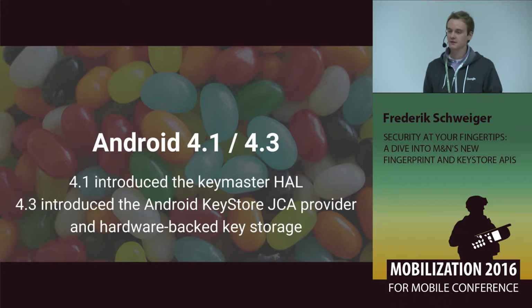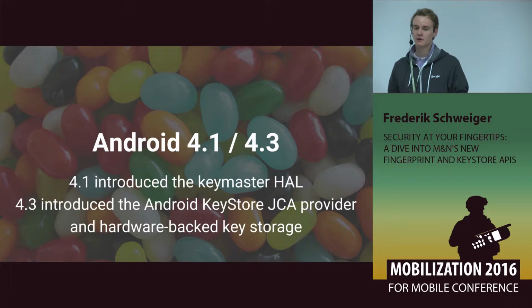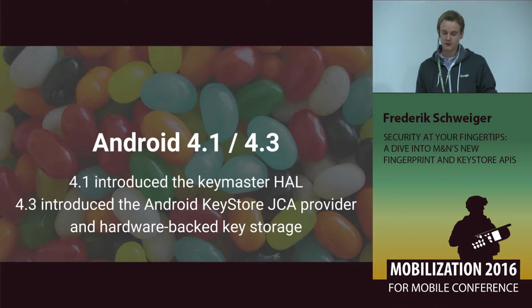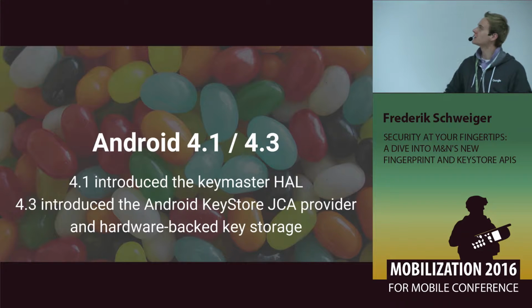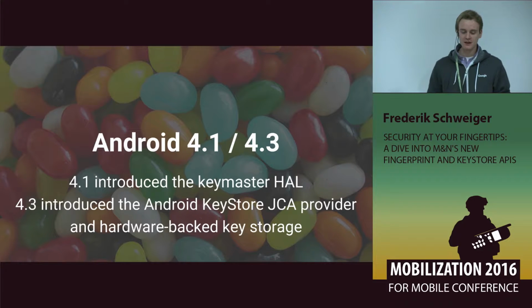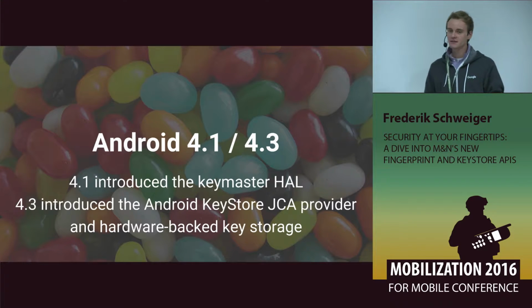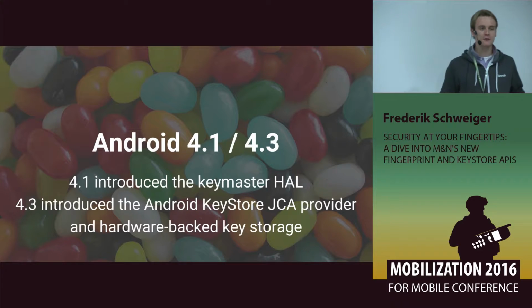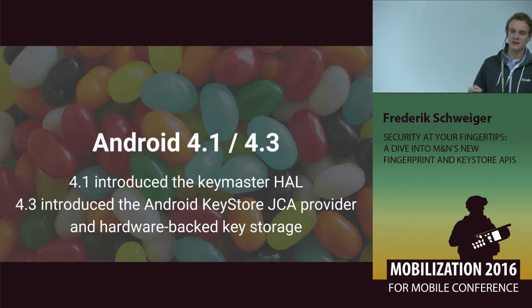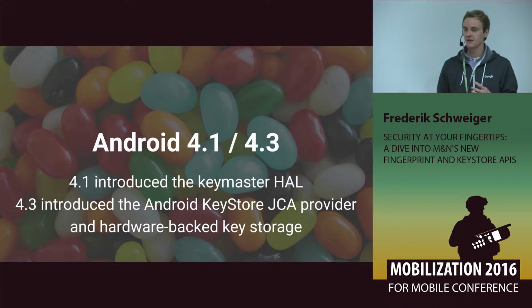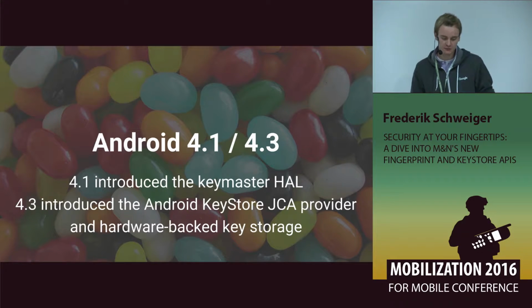So in Android 4.1, they finally introduced the Keymaster HAL. It's more like a change under the hood. It's the hardware abstraction layer. And in 4.3, they finally introduced the Android Keystore JCA provider and the hardware-backed key storage, which is working in the trusted execution environment or a secure environment on the device. And the Nexus 4 was the first device which had this trusted environment enabled, and all the encryption was done in this secure part of the CPU or in a special chip.